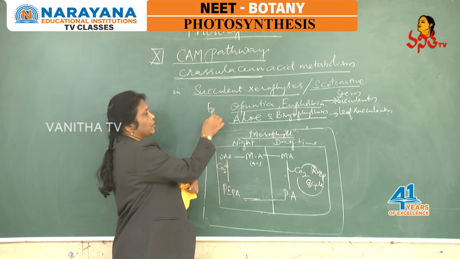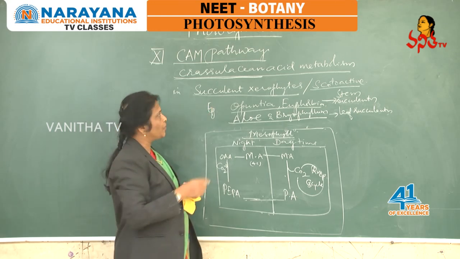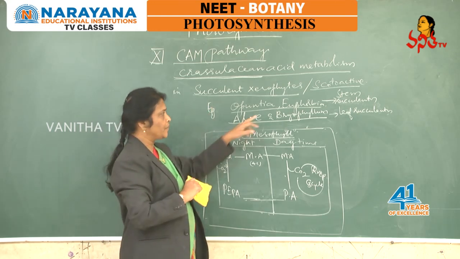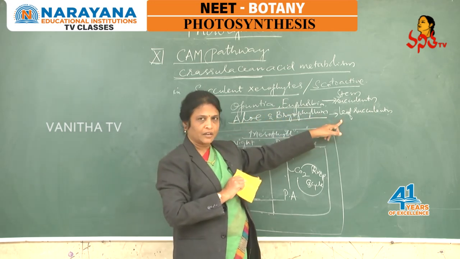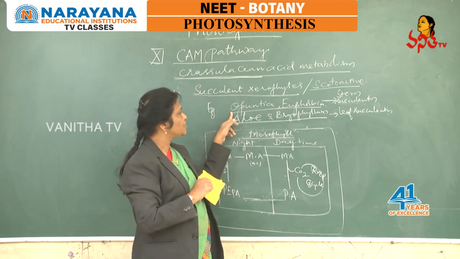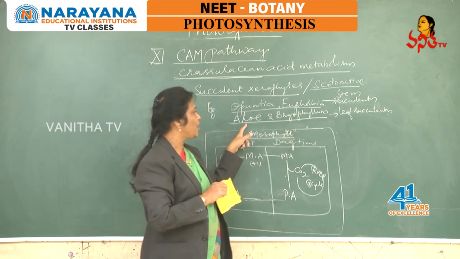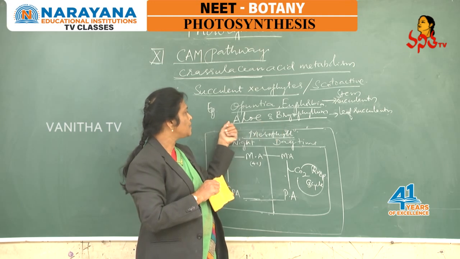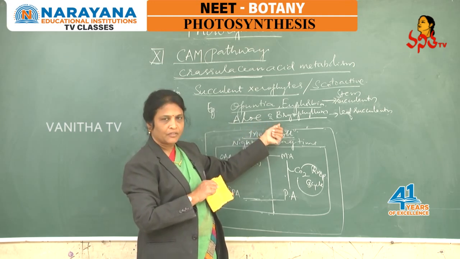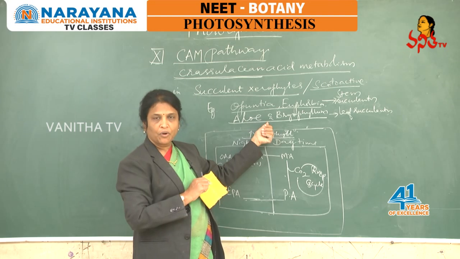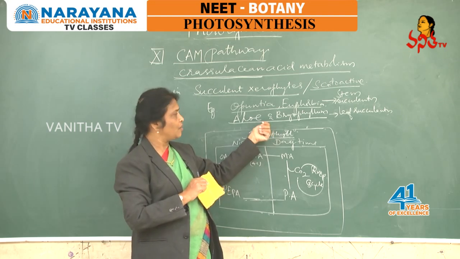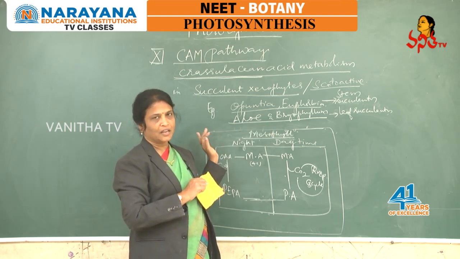Now, let us follow what the examples are for succulent xerophytes that perform the CAM pathway, and they are stem succulents and leaf succulents. The examples for stem succulents are Opuntia and Euphorbia, and for leaf succulents aloe and bryophyllum. The plant parts are the aerial parts, and they are succulent, and they hold water in the form of mucilage, okay, to face the xeric conditions.